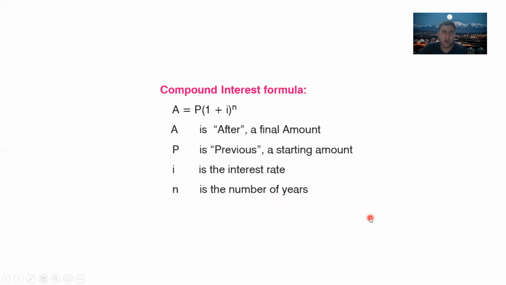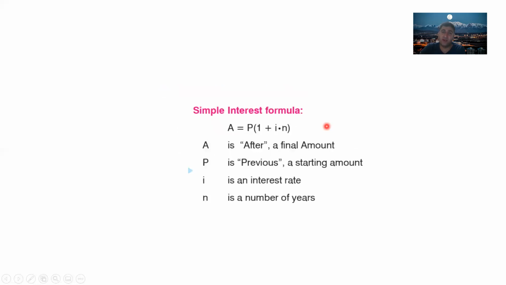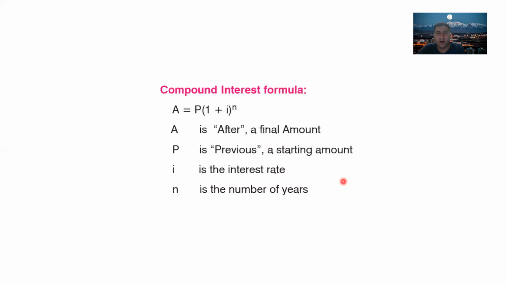let's look at the compound interest. Compound interest formula is this: as you can see, the letters that we're going to be using in our formula are the same. A equals P open the bracket 1 plus I, to the power of n. Now as you can see it is to the power of n. In the simple formula it is in the bracket 1 plus I times n, but for compound it's going to be 1 plus I in the bracket, and n is the power of the bracket. Okay, so again, A is after, the final amount, right? P is the previous or starting amount, I is the interest rate, and n is the number of the years.